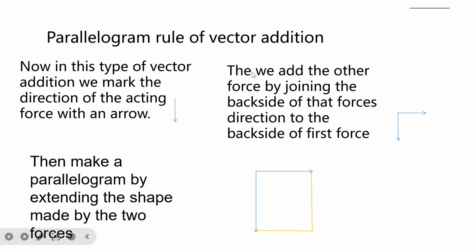Oh, I forgot to add an N over here. Silly me. Add the force by joining the backside of the first force and the second force, like this, making a beautiful angle over here. Such a lovely one. Then make a parallelogram by extending the shape made by the two forces. So these were our two forces, and these are the hypothetical or imaginary extra lines that were added to make it a complete parallelogram.